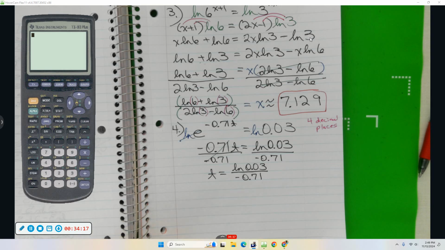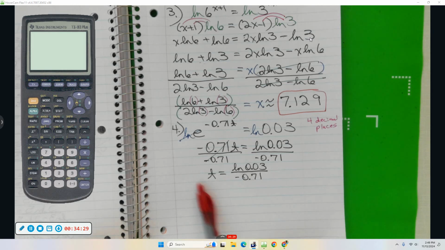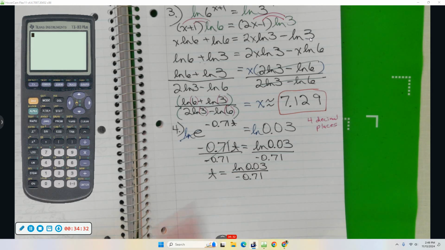Do we have multiple operations here? An operation is addition, subtraction, multiplication, or division. Realize this is not addition. This is just a negative. Do we have multiple? What's the only operation in this entire expression here? ln 0.03. What does that fraction bar mean? Division. That's the only operation.